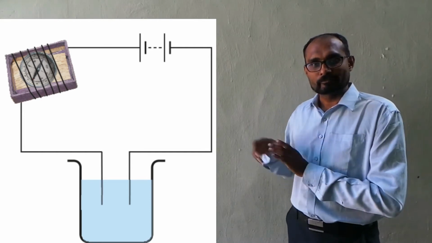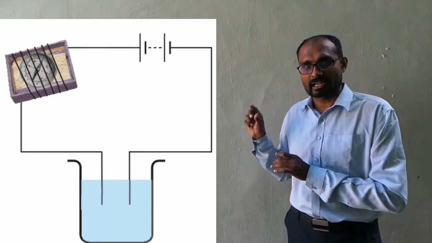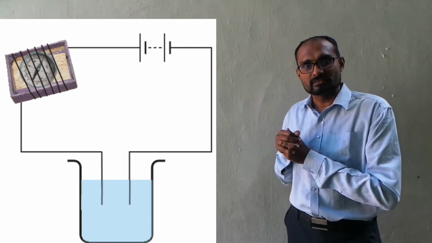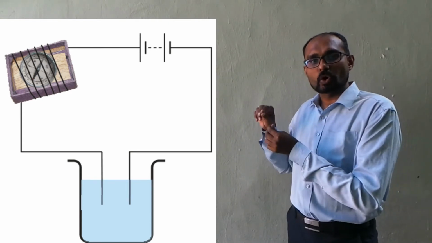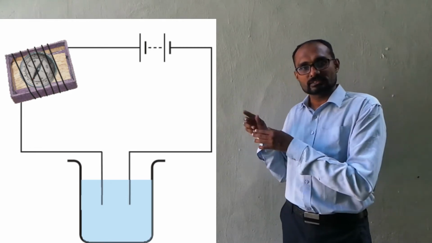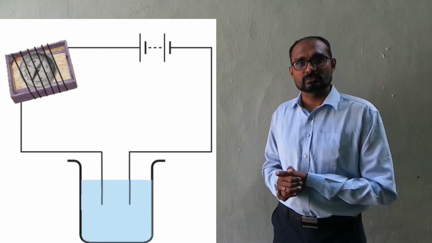We can see there is a matchbox taken, and in the matchbox we are having a compass magnetic needle, and that matchbox is wound with wire, a copper wire, and that copper wire is actually completing the circuit. It has two free ends. Now let us try this.